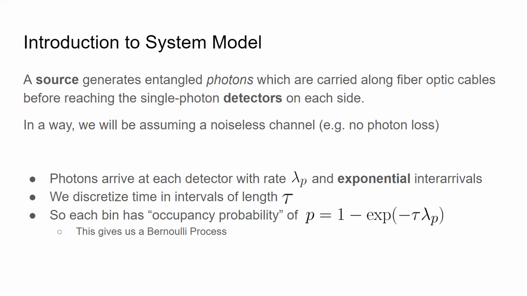And so in a way, we'll be assuming a noiseless channel, e.g. no photon loss. So for the most part, we'll be assuming a noiseless channel. And this is because we'll only be analyzing one channel. And the reason why is that downtime is, in a way, its own special kind of error.